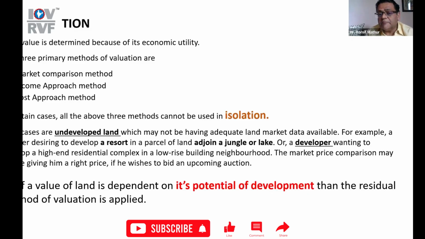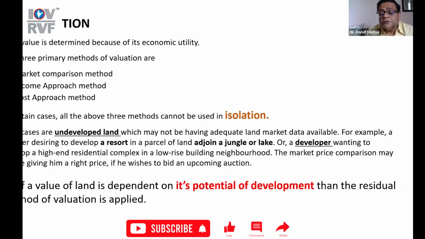Such cases as undeveloped land, which may not have adequate land market data available. So there could be a development project in let's say a jungle or next to a resort, or a very large project, say a 100-acre or a 50-acre complex, where there are no data really available in the neighborhood to either use a market method or to purely use an income method or purely use a cost approach.